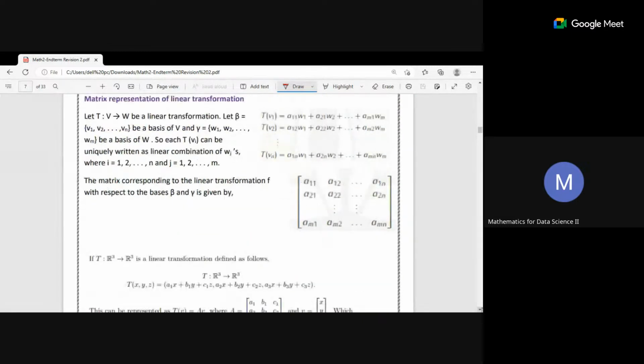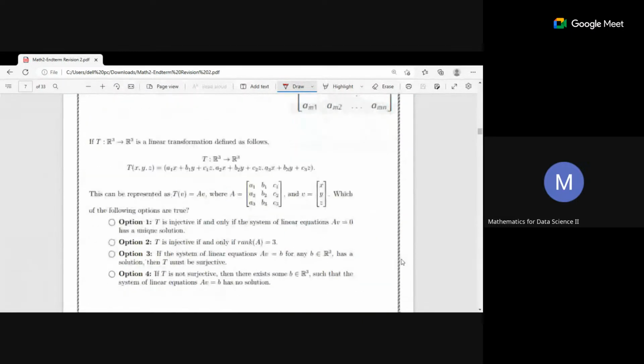So matrix representation, you know how to do this. So let us directly go to a problem. T from R3 to R3 is a linear transformation defined as follows. So this can be represented as TV is equal to AV. Any linear transformation you can represent in this way, TV equal to AV. Remember this, I have told you several times. Any linear transformation can be written in this format and anything defined in this way will represent a linear transformation. It is true in both the ways. So here you have TV equal to AV where your matrix A is given here.